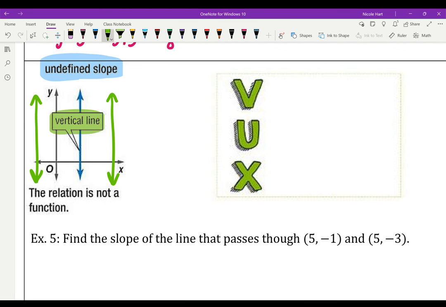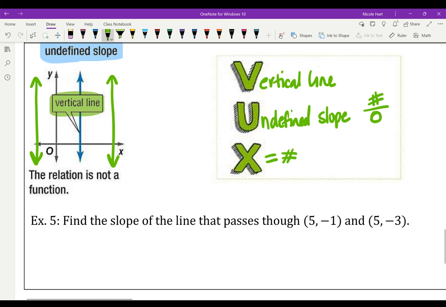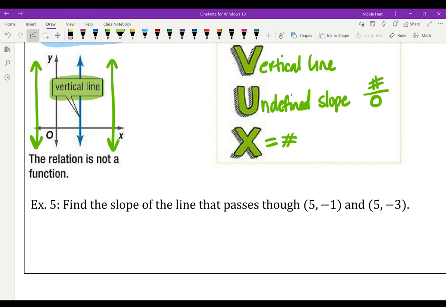And just like we had HOY for horizontal lines, we have something called VUX for vertical lines. So the V stands for vertical line. The U stands for the U in undefined slope. So the slope of a vertical line is undefined. It's not actually a number. It's a word. It's undefined. And this is going to occur when you are dividing with 0 on the bottom. So when 0 is on the bottom is when we have an undefined slope. And our equation, which again we will get more into as we progress, is going to be x equals a number.